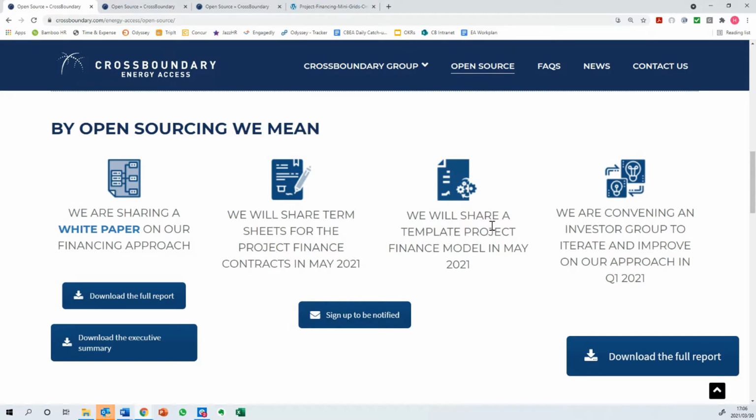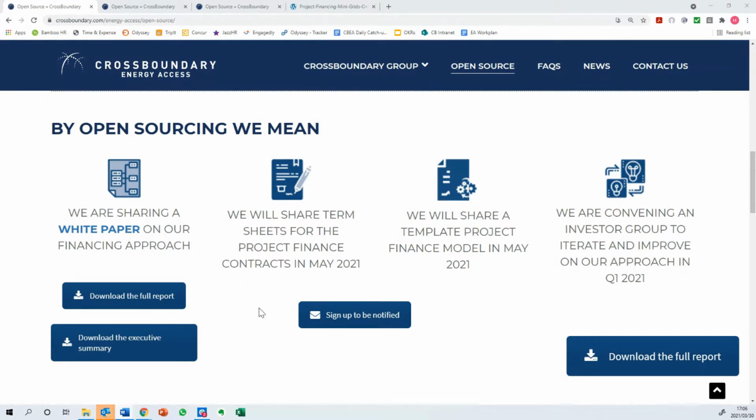When we say open source, one of the questions is, what exactly do we mean? I think the first thing is the white paper that we've shared and that you can download here on the website. It is our full report, which has all of the keys to our approach. It describes some of the challenges of turning mini grids into infrastructure investments, as well as the approach that we use to overcome them. It is also, I believe, quite frank in how it lays out some of the outstanding challenges that remain and that we're still working on trying to solve, and that we hope to solve as a sector.